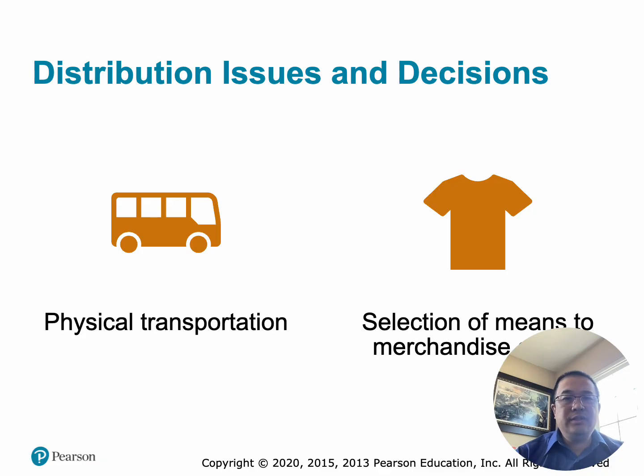International challenges. Distribution decisions vary by country because of infrastructure. Some countries have excellent highways and logistics networks, efficient ports and airports. Others may have poor roads, limited warehousing, and less developed delivery systems. And then there's the retail structure.